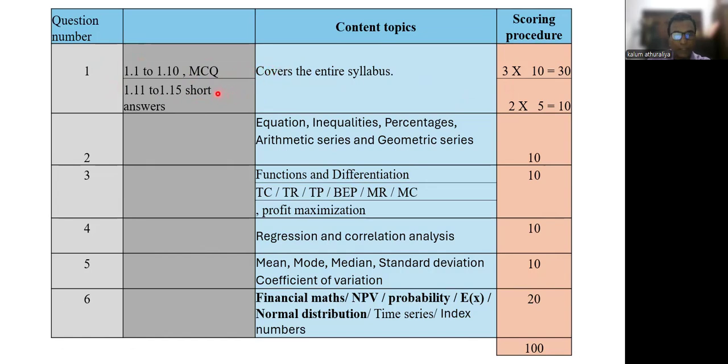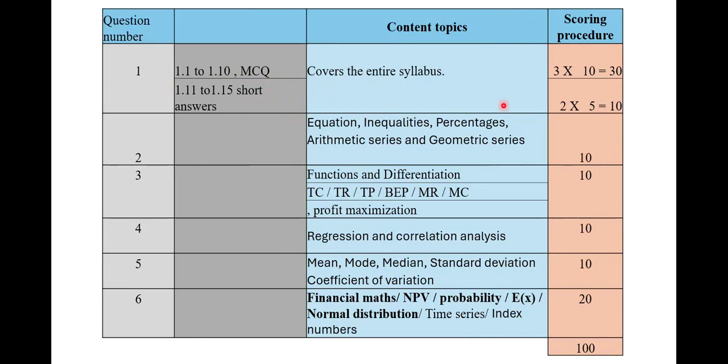Right. The next 5 short-answer questions have 2 marks each. Then the total marks: the first 10 questions 30 marks, the last 5 questions 10 marks, total 40. So the first paper is allocated 40 marks. Then this is the second paper. There are 5 questions: the first is in the first paper, and 2, 3, 4, 5 and 6 are these 5 questions in the second paper.